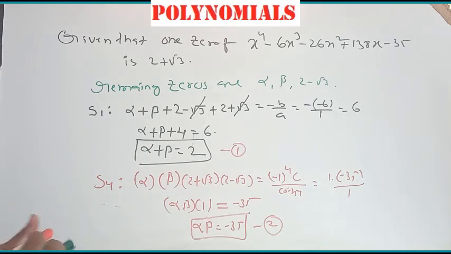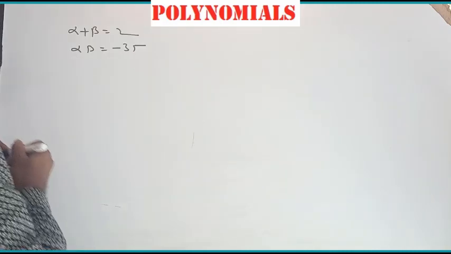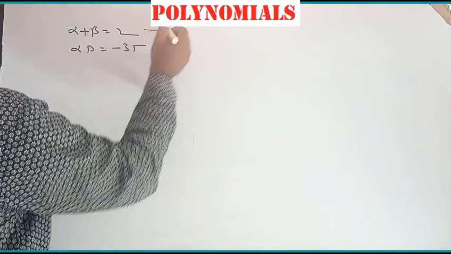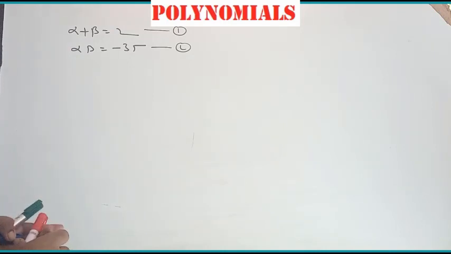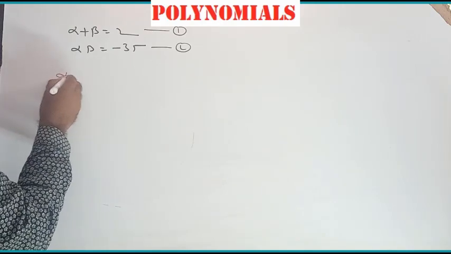By using these two equations, we want to solve for alpha and beta. Okay, children, listen here. We have two equations. Equation 1 is alpha plus beta equal to 2. Second equation is alpha into beta equal to minus 35. So using the linear equations concept, I want to solve these two equations. So I want alpha minus beta.